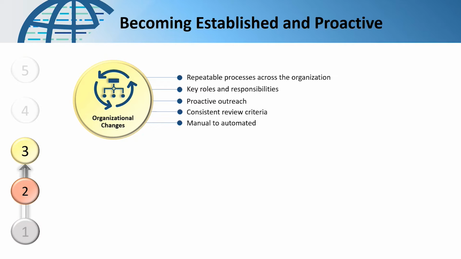When organizations progress to becoming more established and proactive, they start to look at some additional changes, such as defining processes that are less stovepiped and span across programs and the organization. They start to define key roles and responsibilities, bringing in other departments such as finance or compliance. They encourage more proactive outreach to the grantee community through invitations or targeted outreach efforts to specific communities. At this time, they might establish rubrics and score sheets for reviewers to score and comment, and a repeatable review process. And then organizations start to shift their thinking toward how to automate these repeatable processes.